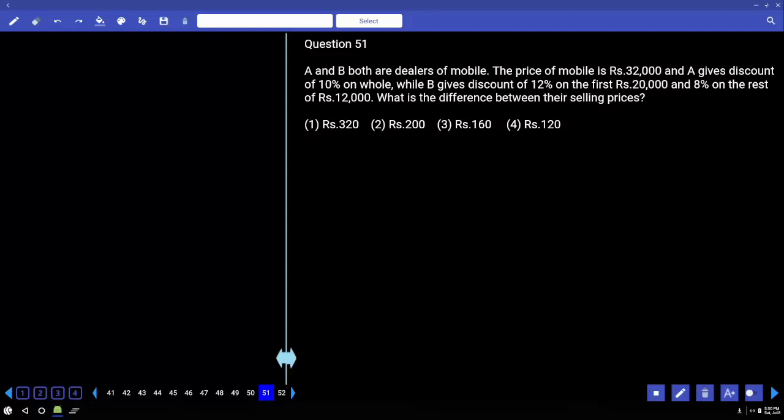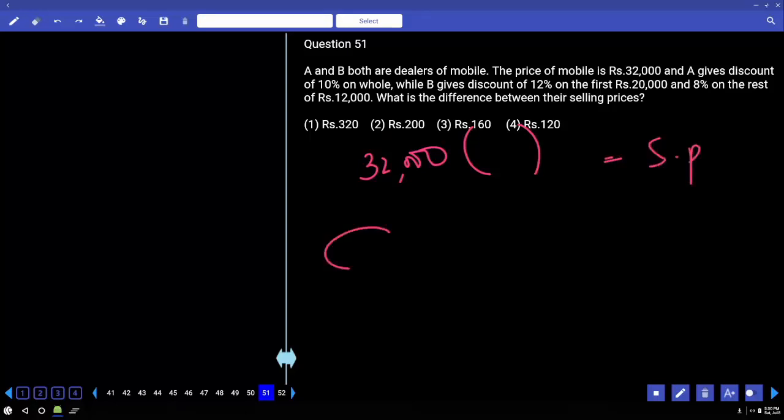Yes, then actually the cost of the mobile is 32,000. So there is some discount on this. After discount we will find out the selling price. Here it is 12,000, it is 20,000, it is 12,000. It is not a single discount question.